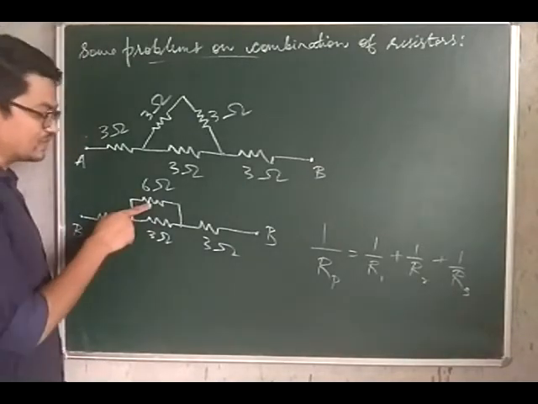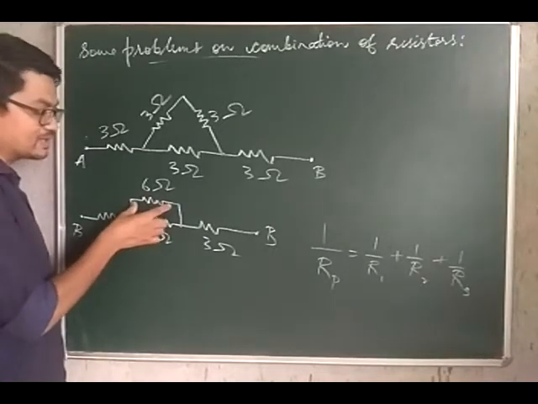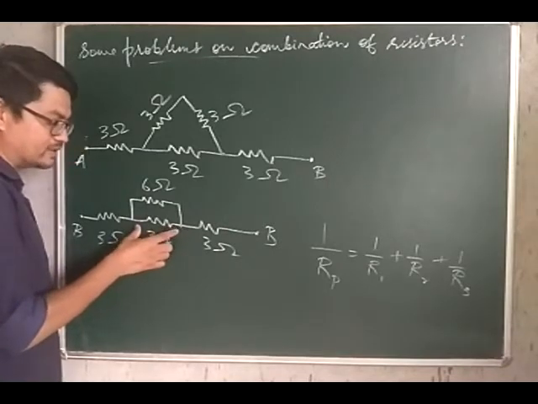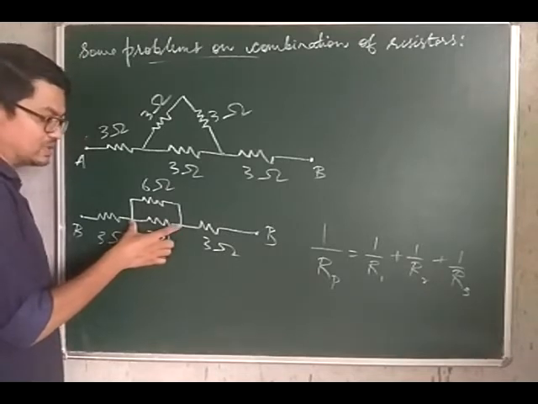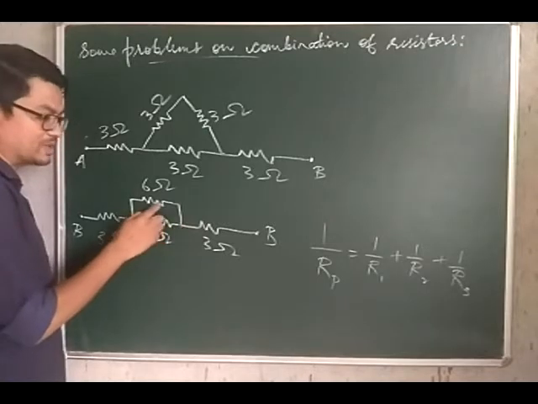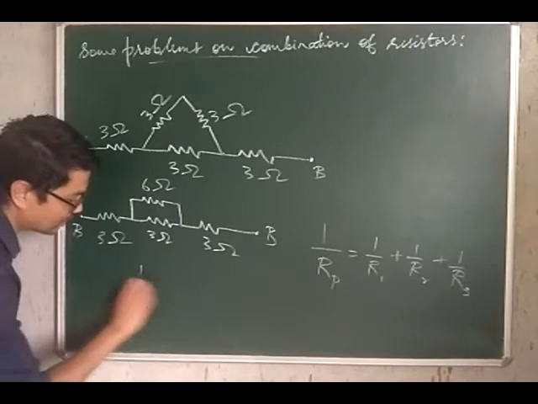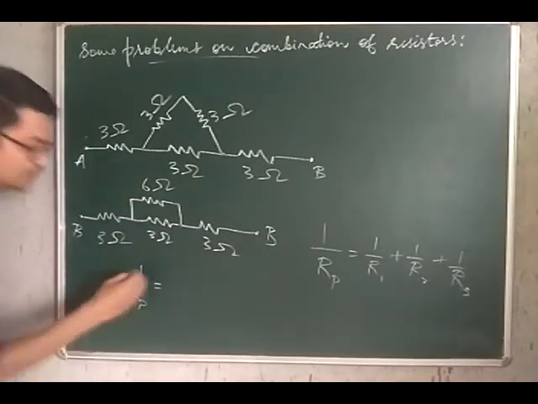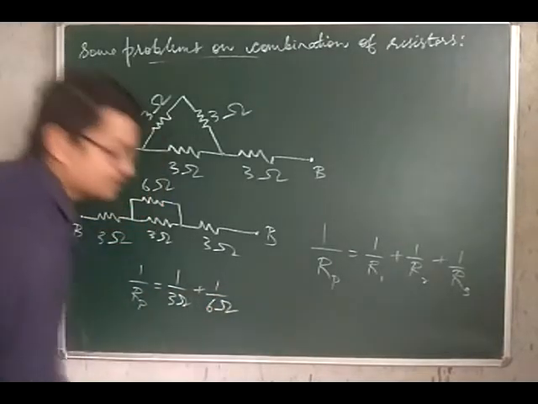What we will do is, since we see these two resistors are in parallel, the two ends of the 6 ohm are connected to the same two points where the two ends of this lower 3 ohm resistor are connected. So both the resistors are connected to the same junction, which means they are in parallel. If we say 1 by Rp is the parallel combination of these two, then 1 by Rp will be 1 by 3 ohms plus 1 by 6 ohms.